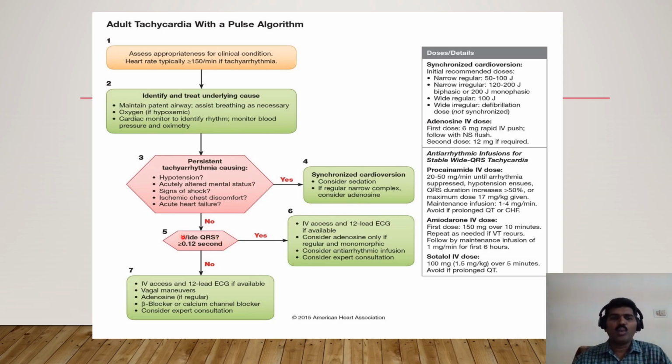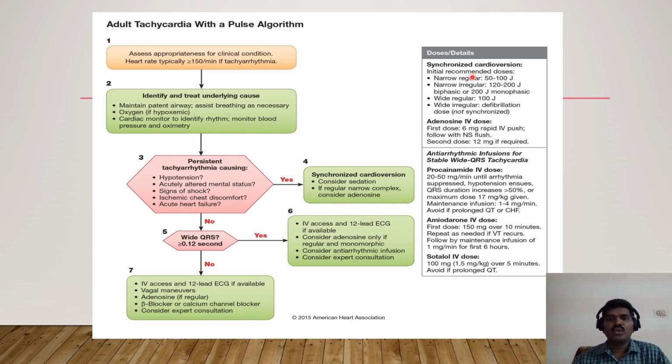If it is a wide QRS complex, greater than 120 milliseconds, you can get IV access and get a 12-lead ECG done. If available, consider adenosine only if regular and monomorphic. Consider antiarrhythmic infusion. Consider expert consultation. If the QRS complex is narrow, get IV access and a 12-lead ECG, and you can do vagal maneuvers to revert the rhythm back to sinus rhythm. Adenosine. If there is irregular tachycardia, beta blockers or calcium channel blockers, which are rate controllers, can be used if the patient's BP is above 90 millimeters of mercury. Consider expert consultation early in the course.